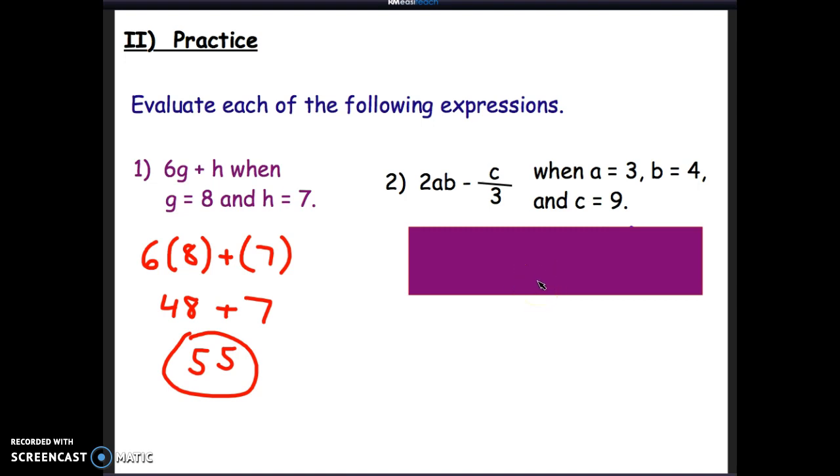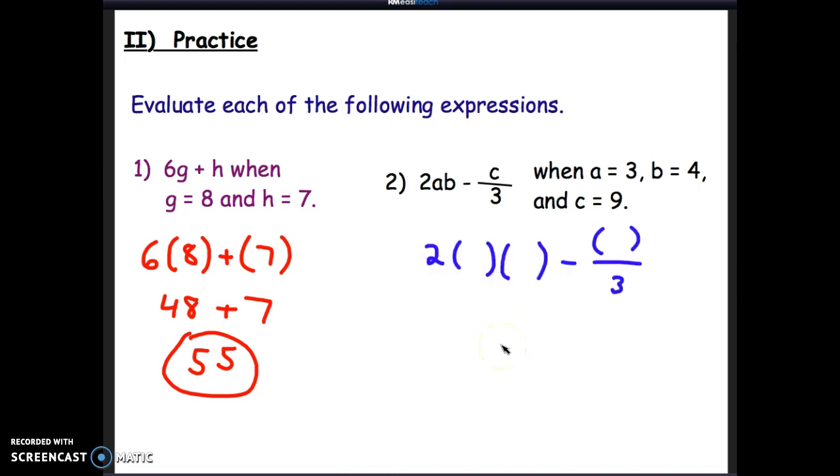All right, hopefully you paused it and then you did the work. I'm going to do it out with you now so you can see how I wanted you to do it. First thing we do, write the problem. 2A(B - C) in the numerator, over 3. And now I'm going to plug in my values.